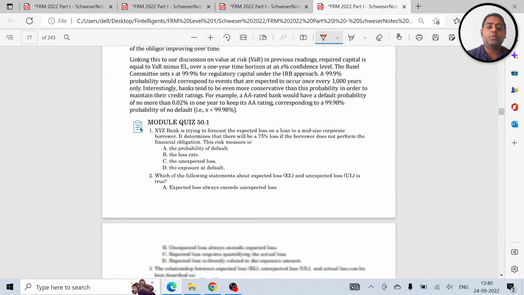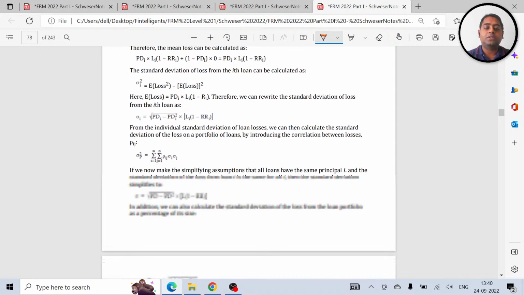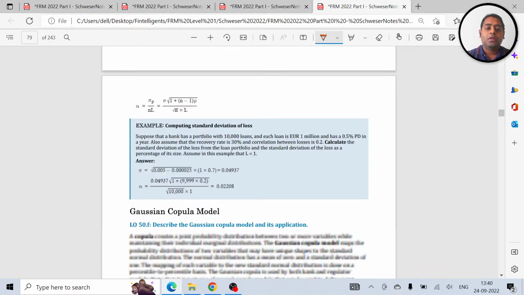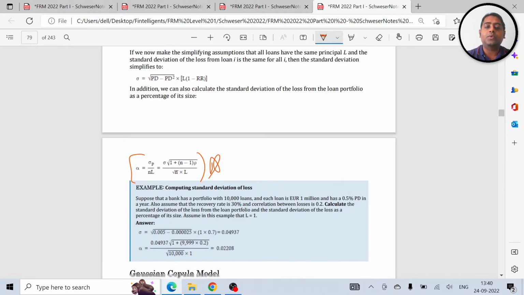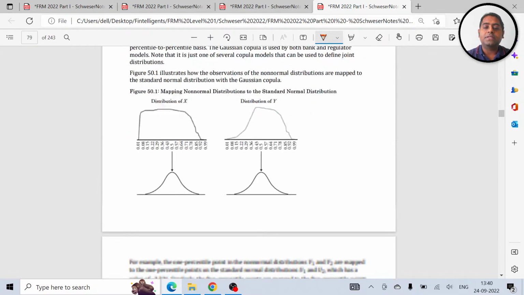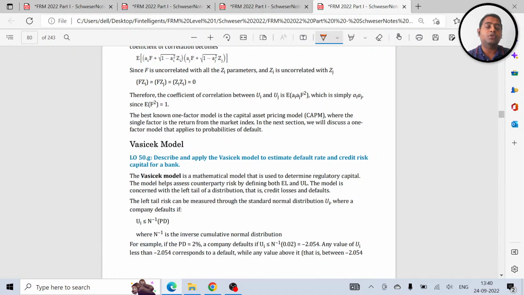Okay, next we are just moving towards measuring credit losses and modeling. This part is okay, not heavily tested. This alpha part, this formula can get tested. Okay, not very high chances, but still, comparatively, you can focus. Gaussian copula, you can skip, not skip in the sense that it is not important.